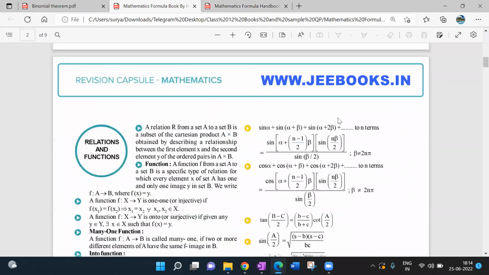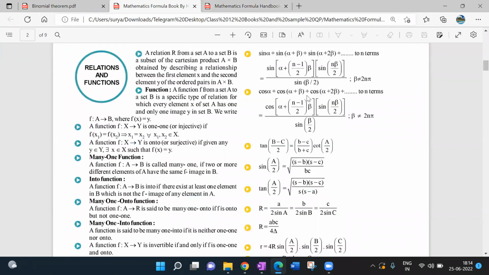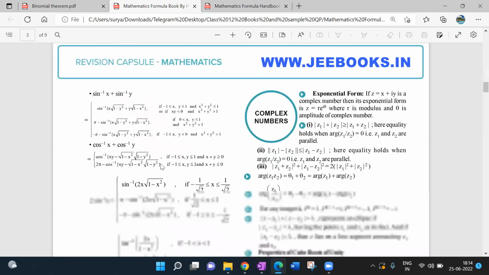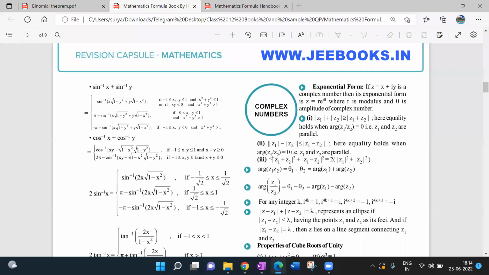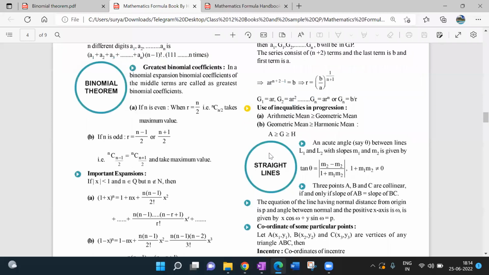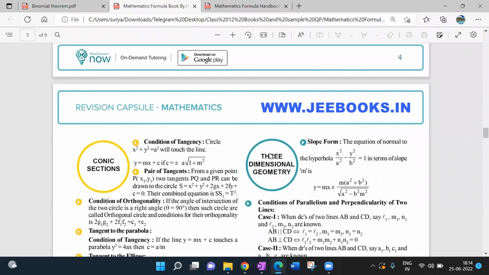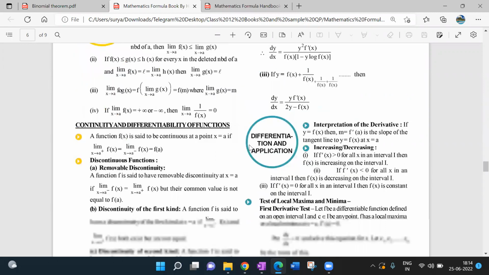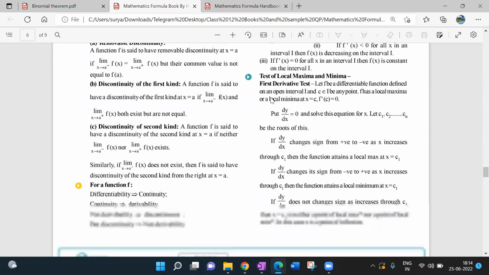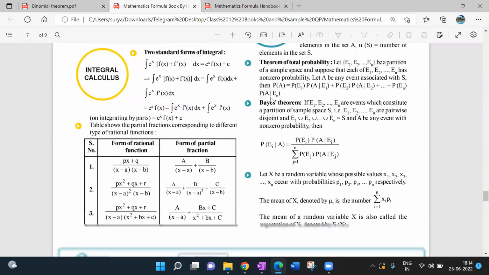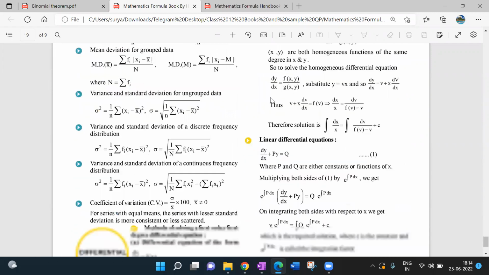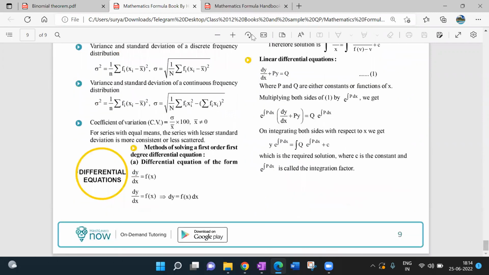So if you just open this, you have relations and functions. After that, inverse trigonometric functions, trigonometric equations, and look at this, complex numbers. All the formulas you have here. You can see the formula book here. Yes. Differentiation and application, all the formulas they have given here. Vector algebra, and this is one book and another book.